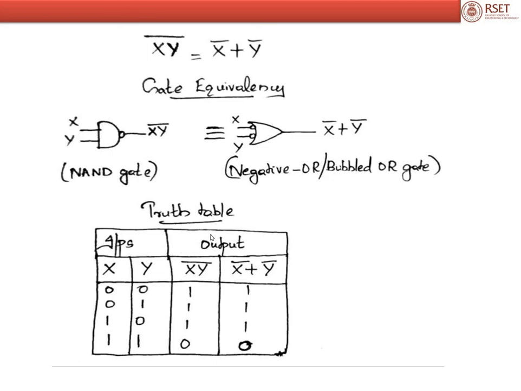Next, if you are drawing the truth table, here you have two variables x and y as inputs, so 4 combinations are written. On the output side you can find the values for (xy) bar and x bar plus y bar. Clearly you can see that the values are the same. So you can conclude that the NAND gate is equivalent to a bubbled OR gate.